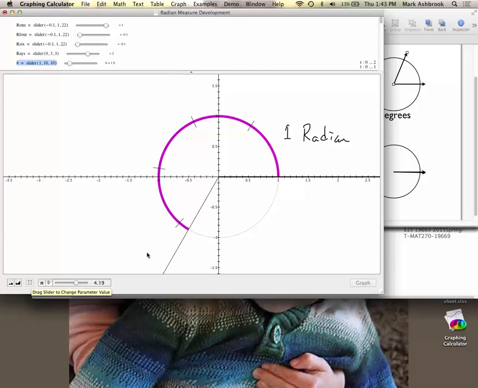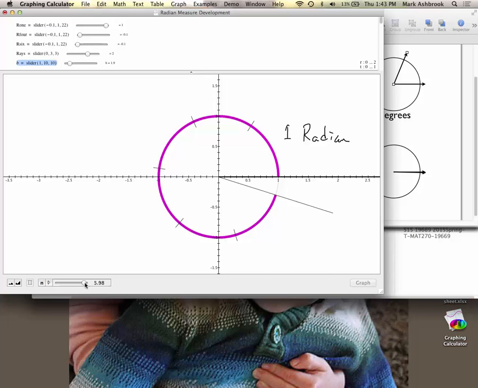That tick mark is 4. That's 4 radius lengths, therefore 4 radians of openness. That's 5 right there. That's 5 radius lengths around the circle, so it's 5 radians of openness. 6. There's 6. So all the way around is somewhat more, maybe a quarter more. You need about a quarter more of a radius length to get all the way around.